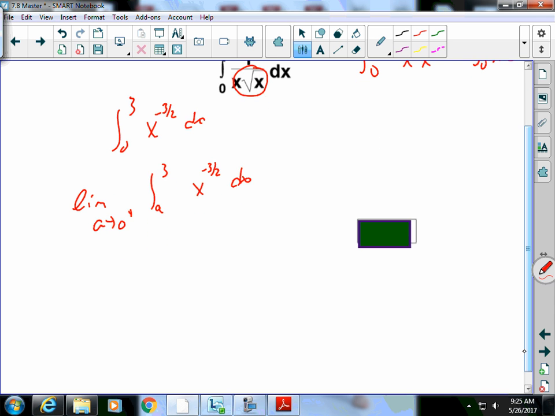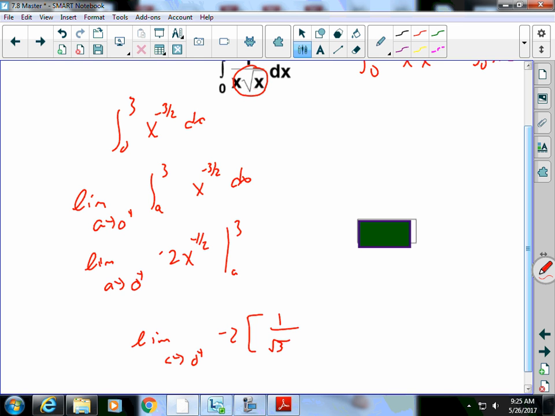So let's evaluate this, the integration. Limit as a approaches 0 from the right, x to the minus 1/2 over negative 1/2, and that's a to 3. So I have the limit as a approaches 0 from the right. I'm going to put a minus 2 up front, 1 over the square root of 3, minus 1 over the square root of a.